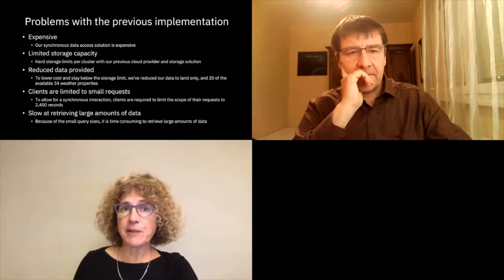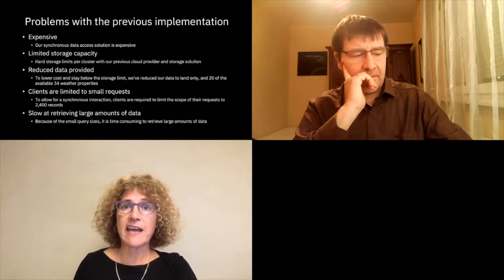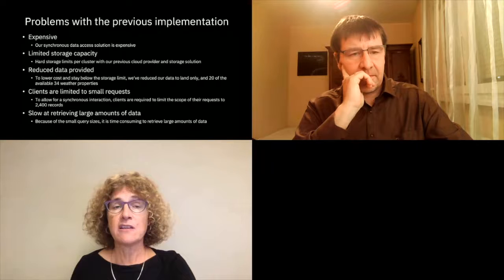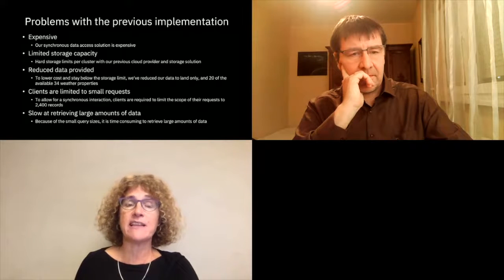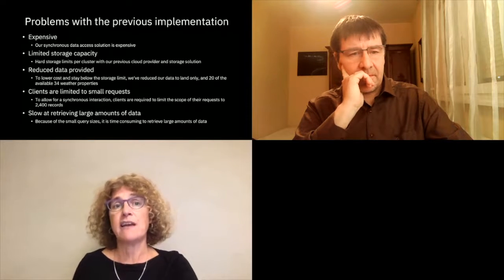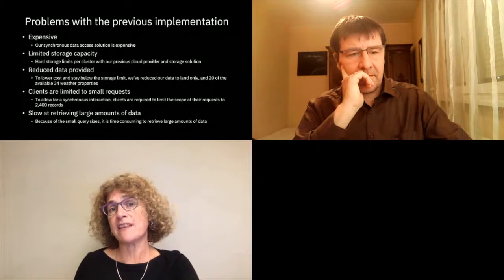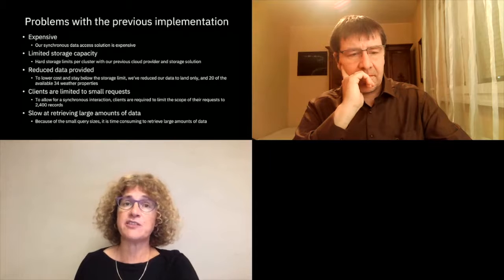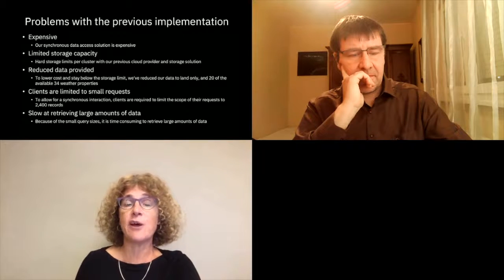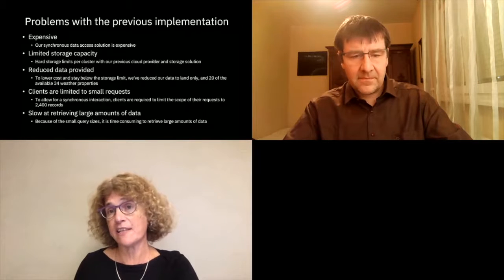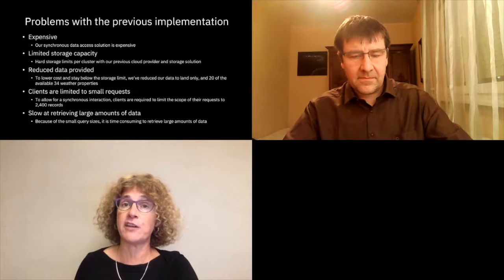Our previous implementation of History on Demand had synchronous data access with several drawbacks. Firstly, it was expensive. It also had limited storage capacity. And we limited ourselves to land-only weather coverage and only a subset of the available weather properties. Clients were limited to small requests, and it was slow at retrieving large amounts of data, which is becoming increasingly important now for machine learning workflows.